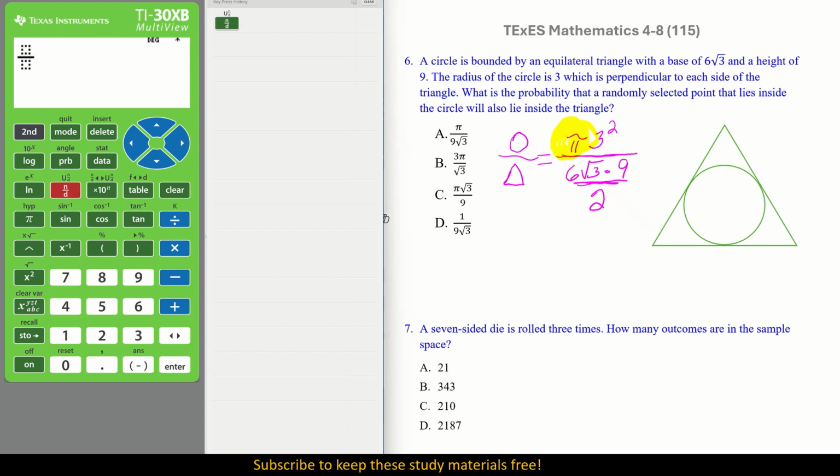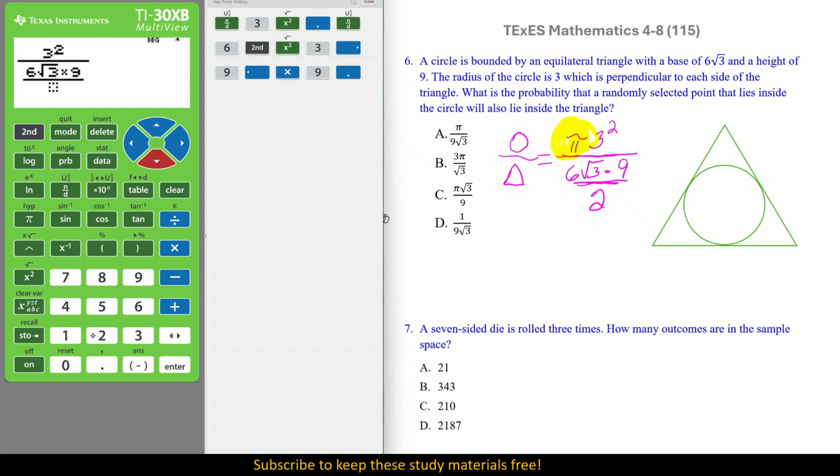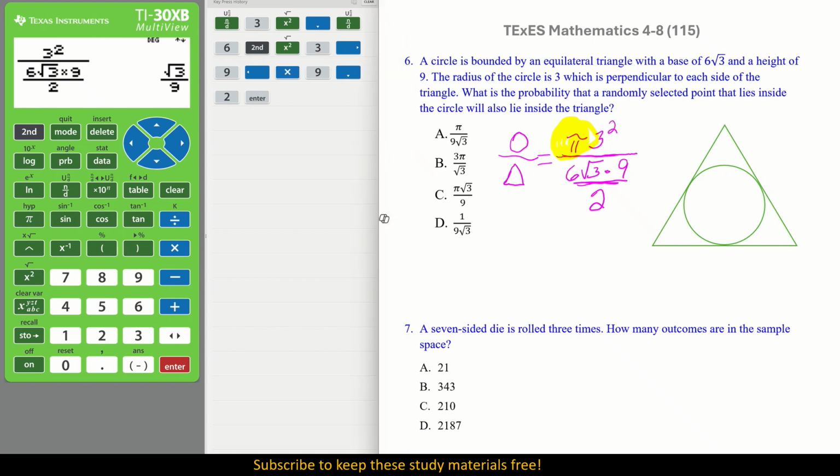So the numerator is actually 3 squared. Go down, the denominator is a fraction itself. So 6, and you have second radical, put a 3 in it, times 9, oops, times 9. Okay, then divide by 2. That is fine without the pi. Now push enter. And there you go. That is what you need with pi put in it. So that will be with pi. That is option C.